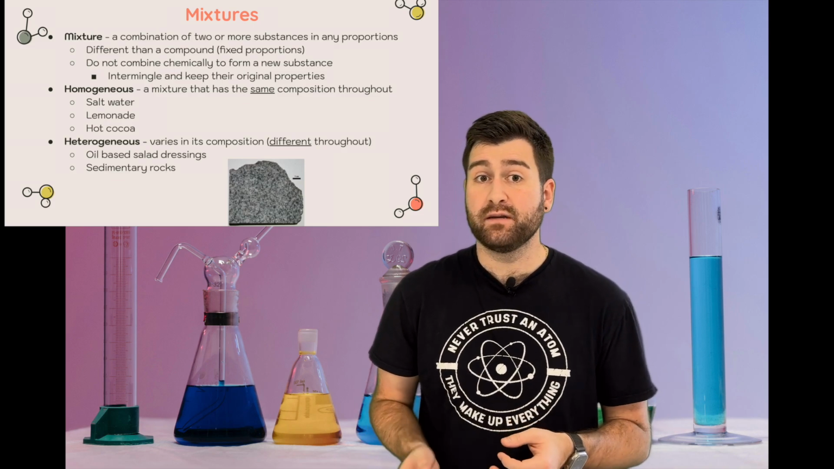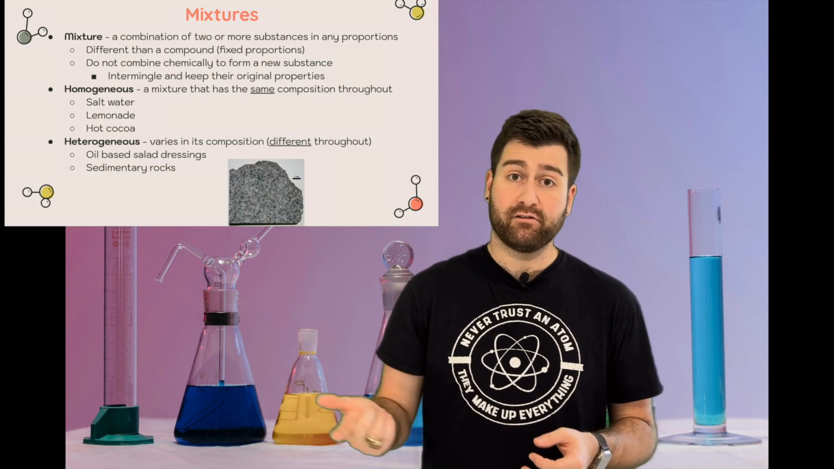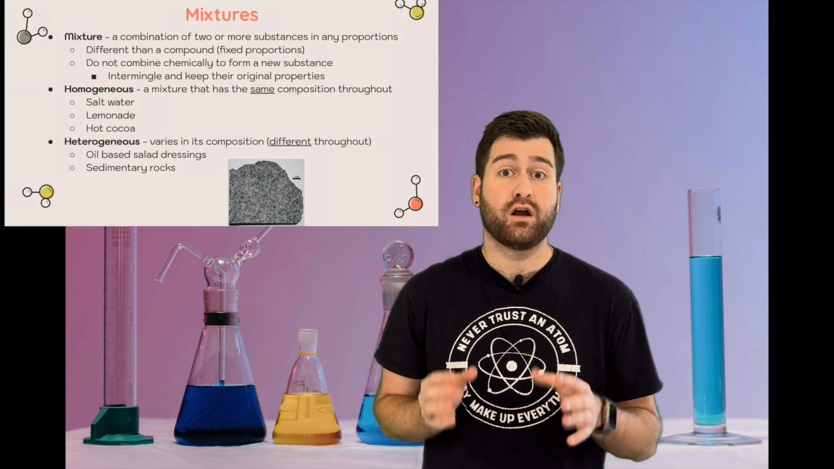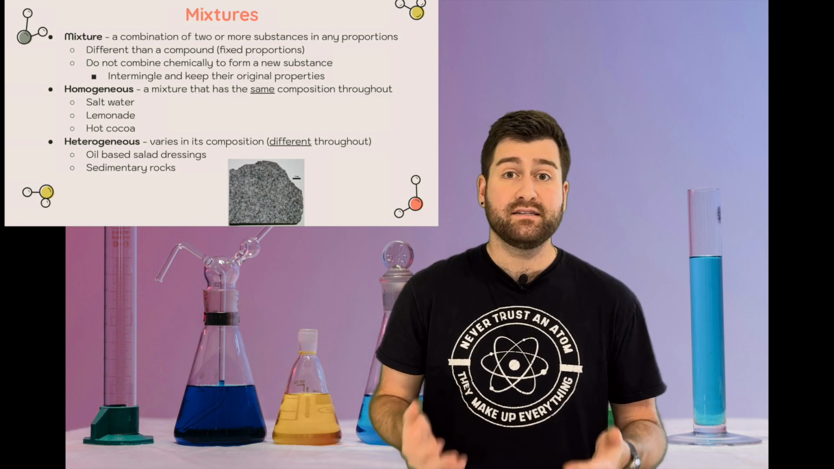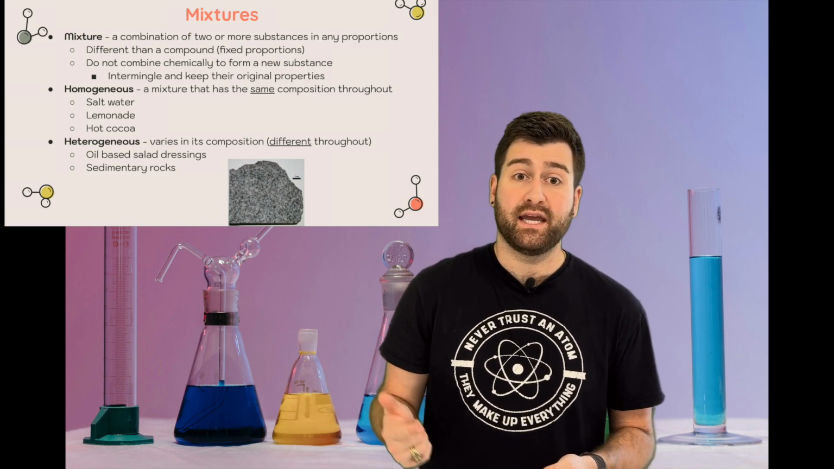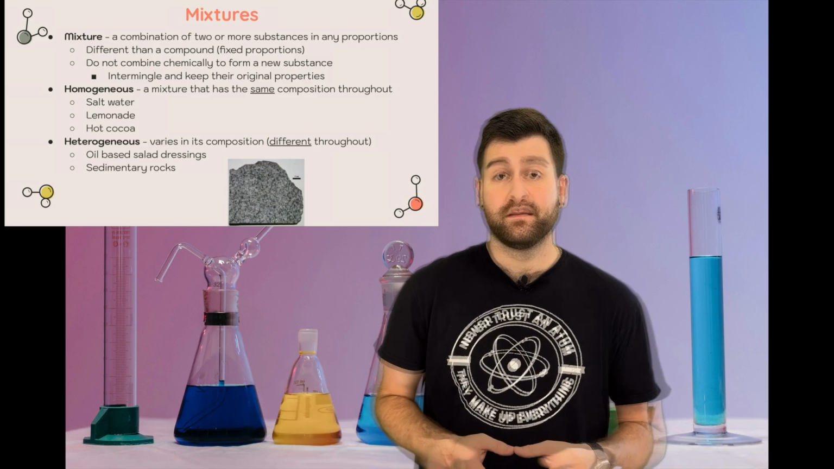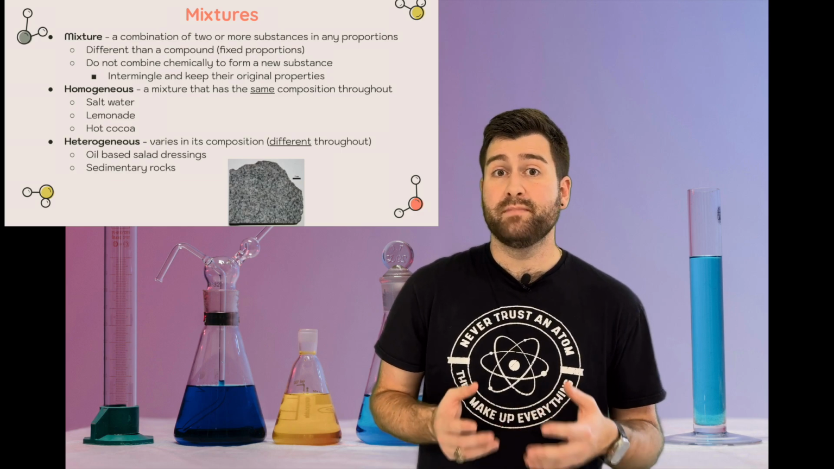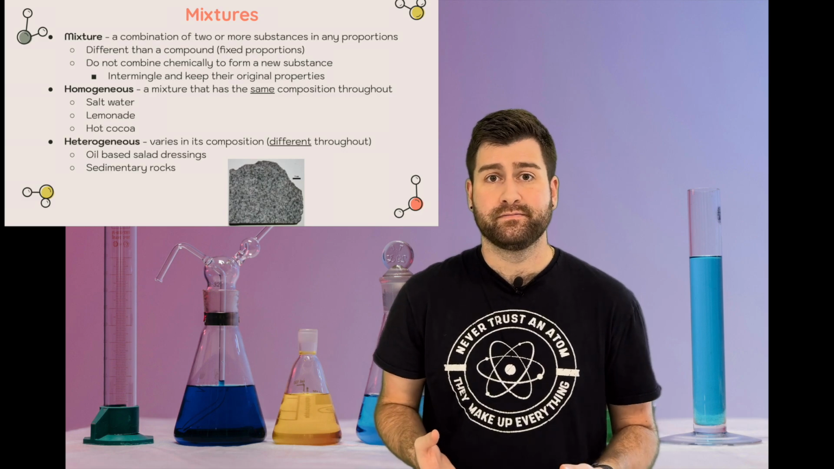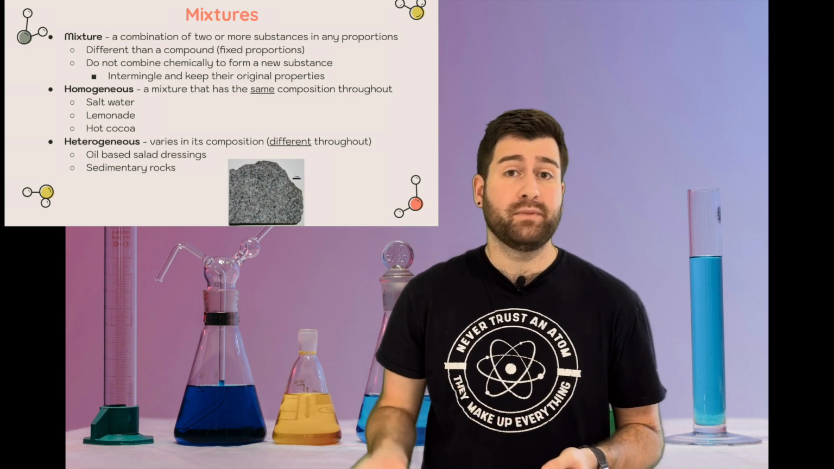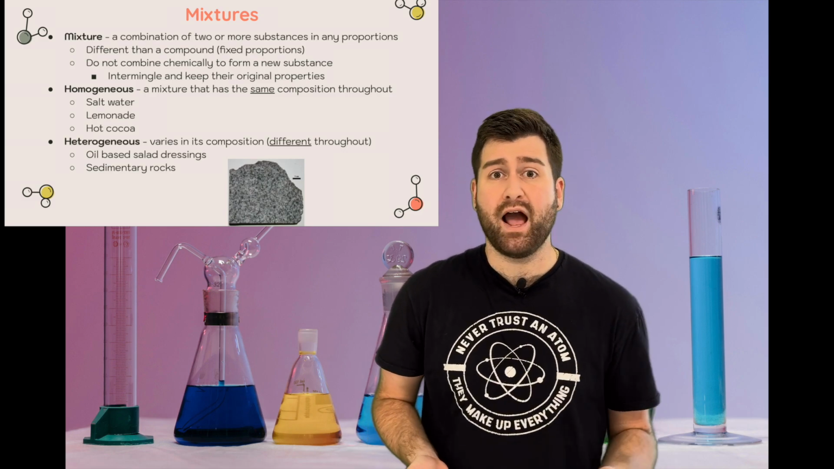Now, mixtures themselves can be homogeneous or heterogeneous. Homogeneous mixtures are mixtures that have the same composition throughout the entire thing. Common examples of this include salt water, lemonade, or even hot cocoa. Heterogeneous mixtures, on the other hand, are mixtures that vary in their composition, aka they're different throughout. Common examples of this include oil-based salad dressings or sedimentary rocks.